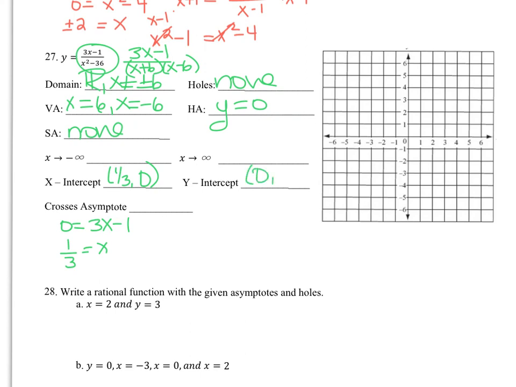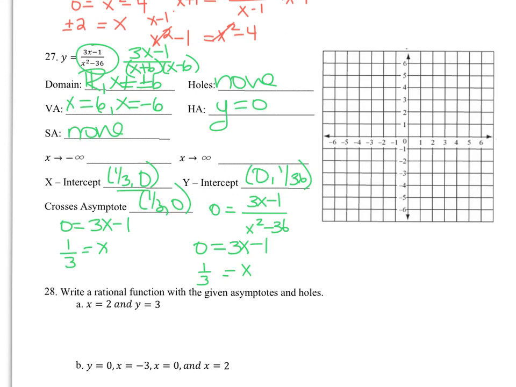So I have 0 over 1/36. To determine whether it crosses, I take my horizontal asymptote and set it equal to my function: 0 equals 3x minus 1 over x squared minus 36. So now I have 0 equals 3x minus 1. So x is going to equal 1/3, which, notice, is also my x-intercept. So I know my y-intercept is 0.